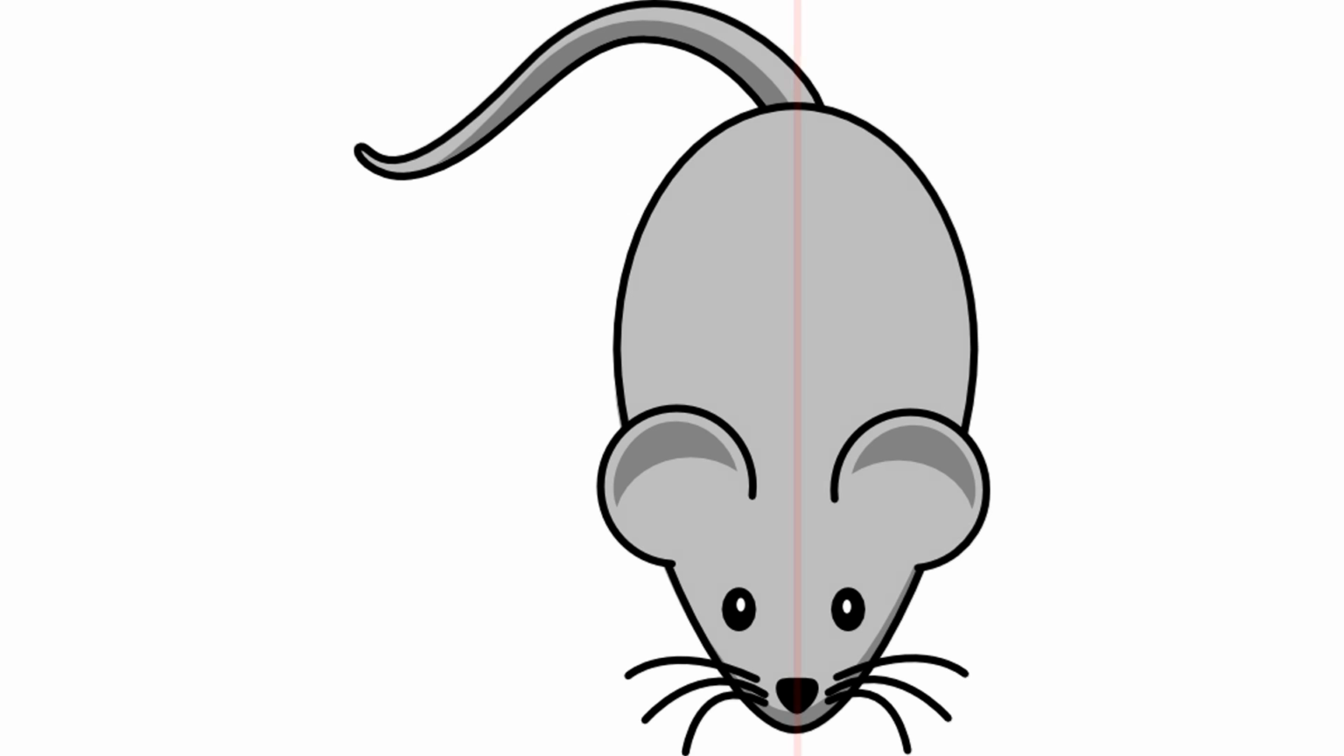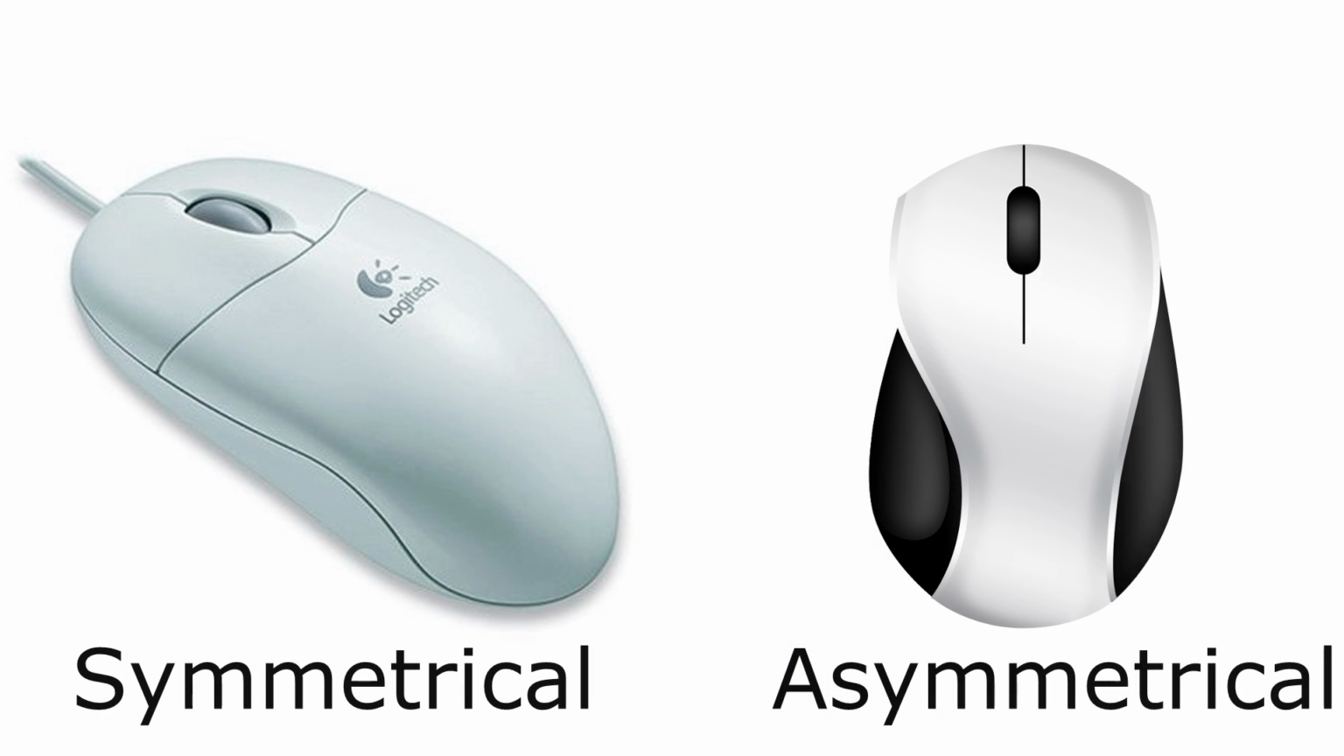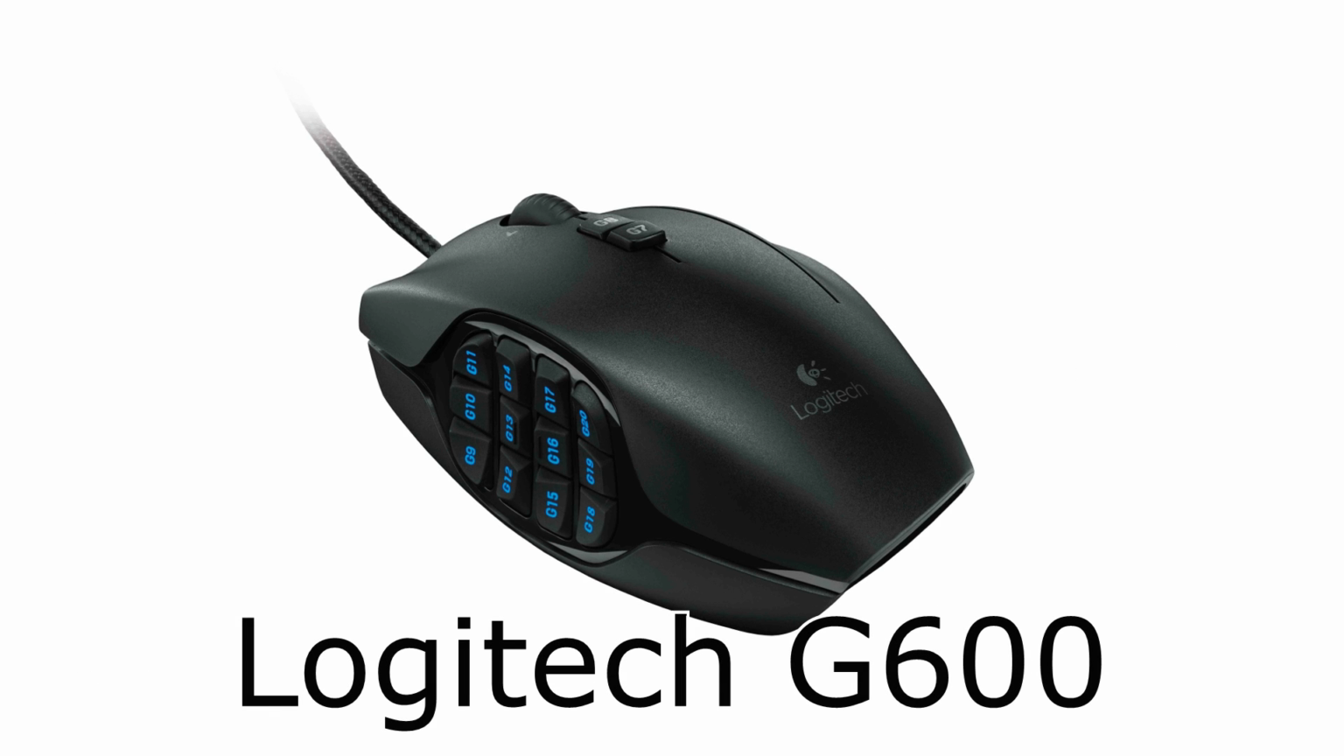There are different types of mouses. Some are symmetrical and some are asymmetrical. Choose the one that fits your palm the best. There are also mouses with extra keys. Those can come in useful when you're playing a game like Age of Empires.